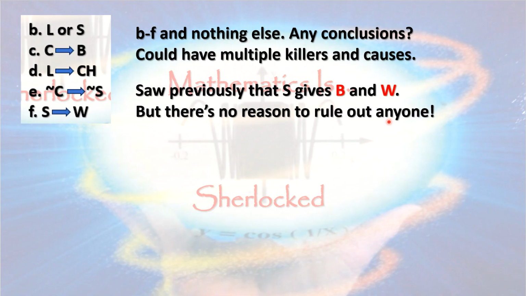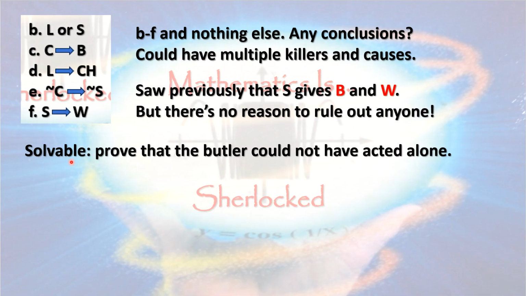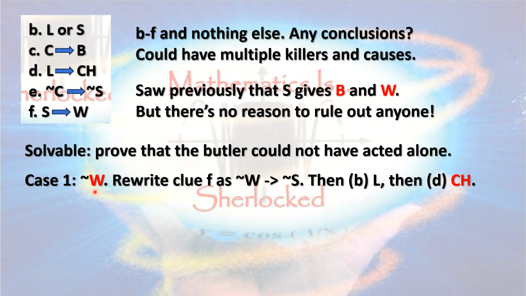Here's something that is more definite. Use clues B through F to prove that the butler could not have done it alone. So let's look at case 1. The wine steward did not kill Lord Hazelton. So not W. Rewrite clue F as not W implies not S and string it together. Not W implies not S, clue B implies L, clue D implies the chauffeur did it. If the wine steward didn't do it, then the chauffeur did.